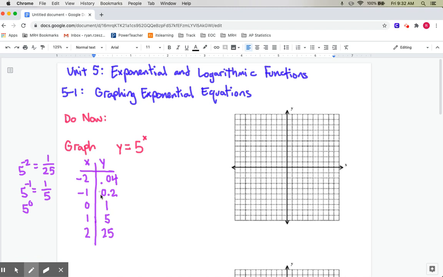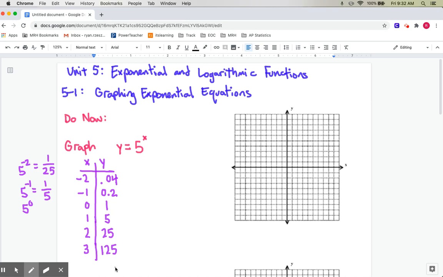And if I wanted an even better picture, I could plug in even more x's: -3, -4, etc., 3, 4, 5. I'm going to do at least one more point right here and plug in a 3, just to show you guys what ends up happening. If I plug in a 3 for x, 5 to the third power is going to get me 125. And if I wanted to go one more and plug in a 4, I would get out a 625.